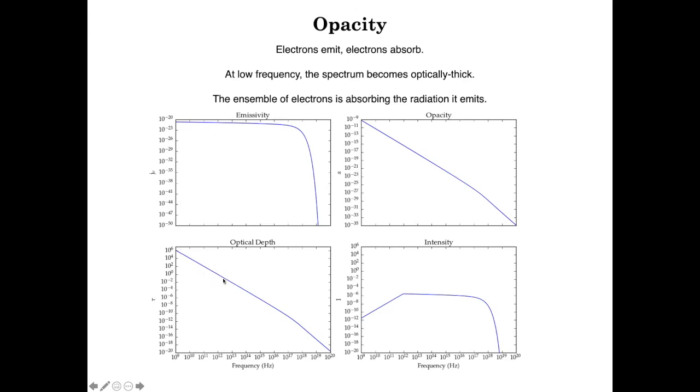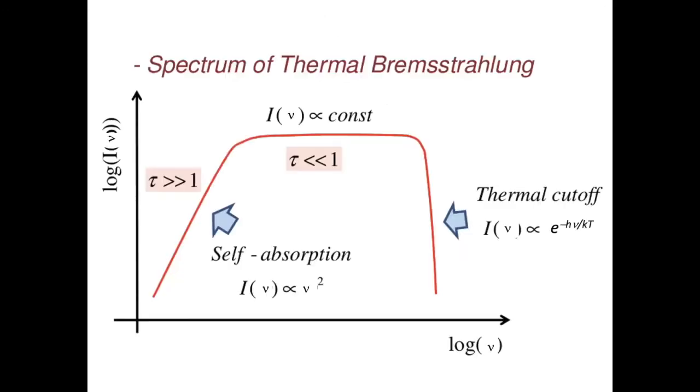When you have the optically thin case, the intensity is given only by the emissivity, so then you have the Bremsstrahlung. But as you go to optically thick, you have to take the opacity into account. And that's when you start to have the Rayleigh-Jeans tail.